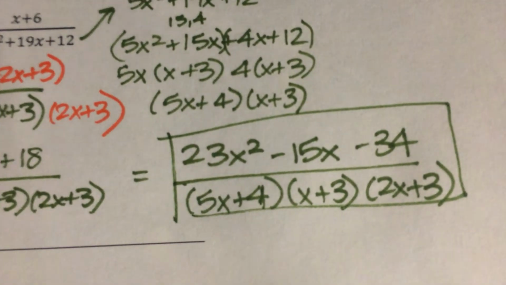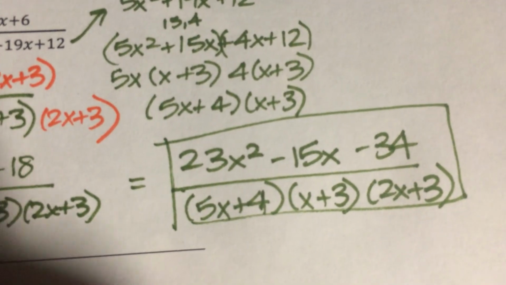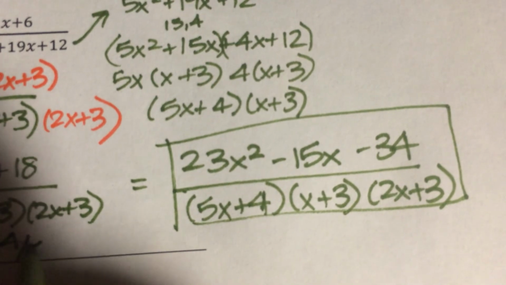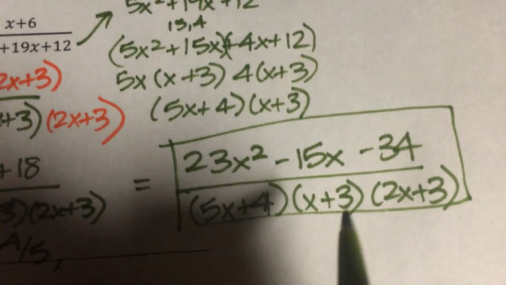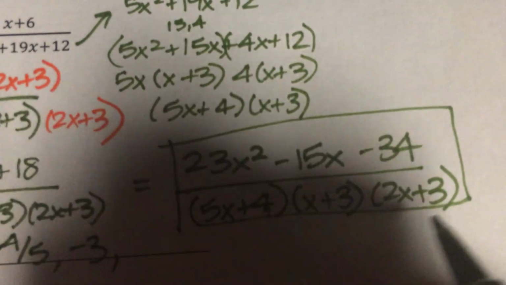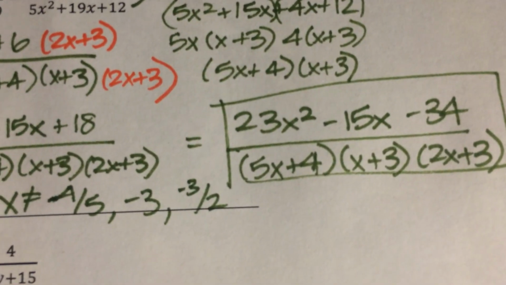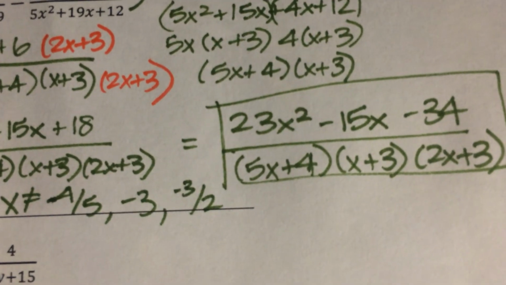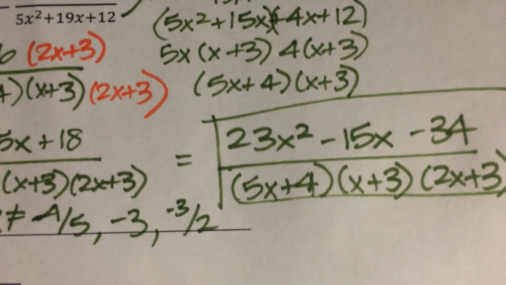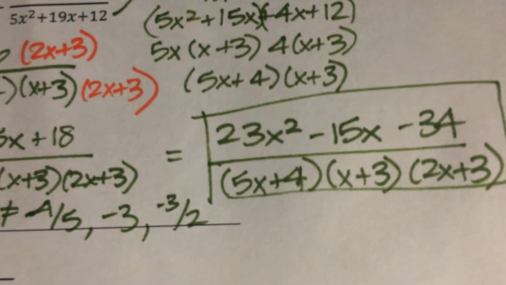Just like that. And so my restrictions are going to be that x cannot equal negative 4/5, can't equal negative 3, and it can't equal negative 3/2. Okay? All right, so that's adding and subtracting rational expressions. I hope that was helpful. Try the last one on your own.